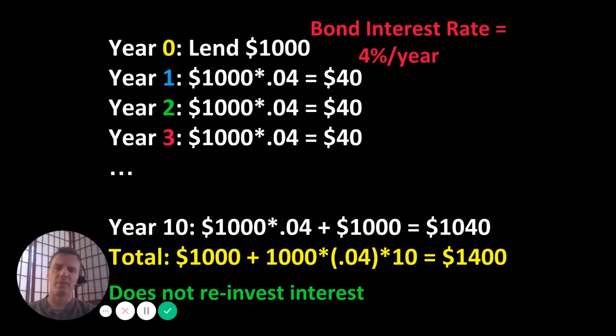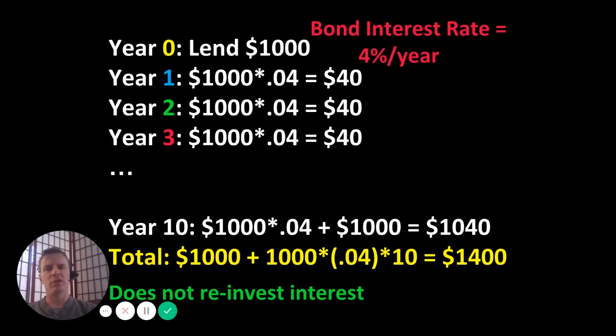When we buy the bond, we know we're buying a bond that earns 4% interest per year. There are lots of different payout structures for different types of bonds that you can buy. This is a really simple case where the coupon payments, or the interest payments, are made every year.